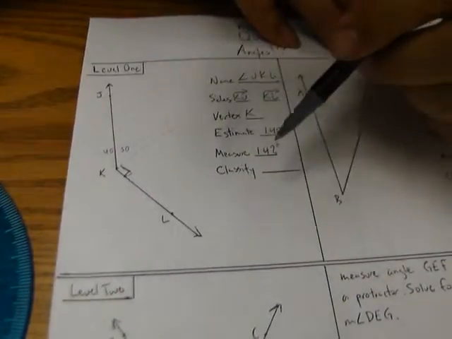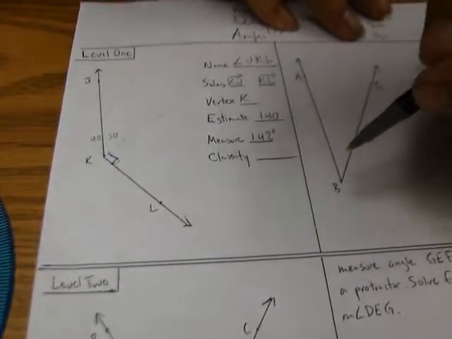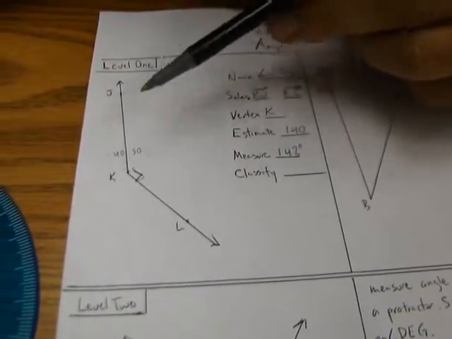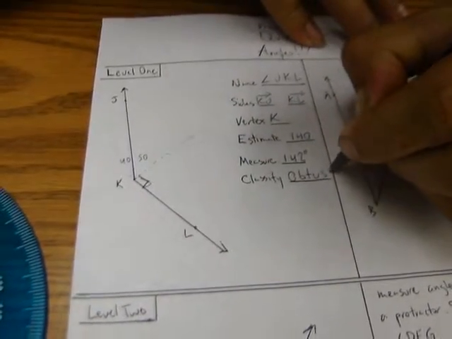And of course, to classify means, is it acute, is it obtuse, or is it right? It's more than 90 degrees, so it's definitely obtuse.